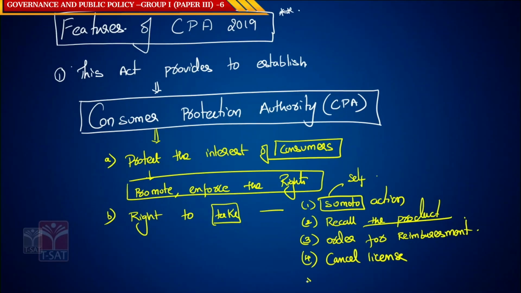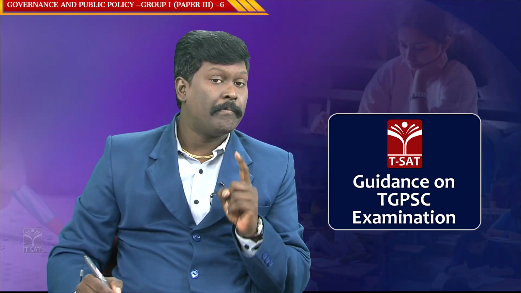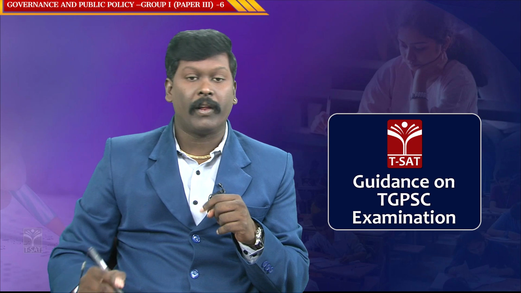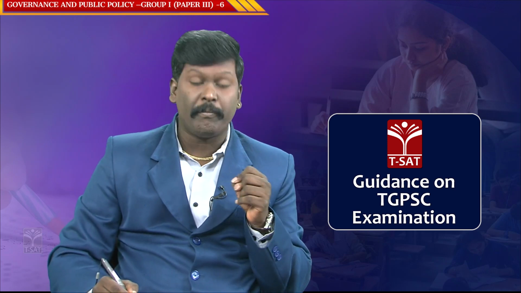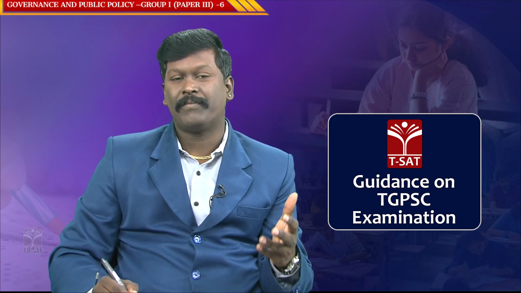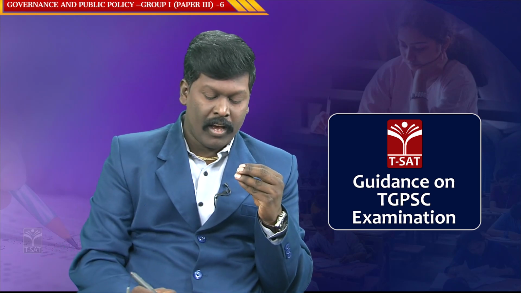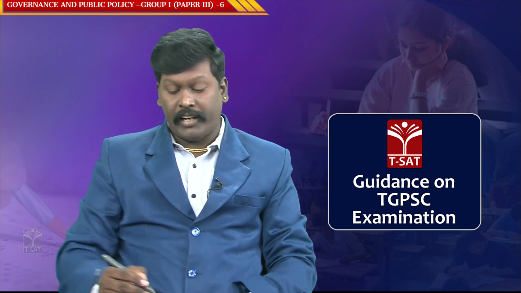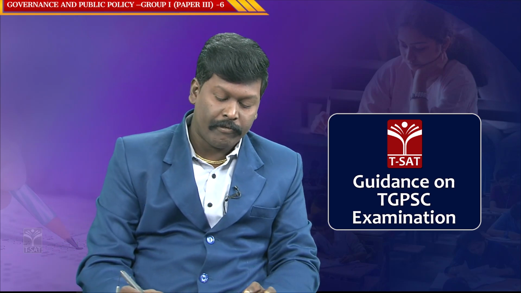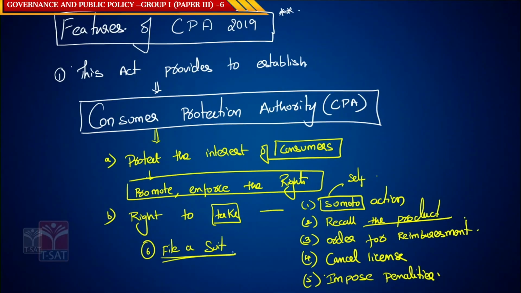Not only that, what else can the Consumer Protection Authority do? It can impose penalties. Very important: if any manufacturer is repeating the same mistake, it can also impose penalties. Finally, one of the most important rights of this Authority is that, on behalf of the consumers, it can file a suit in the court. On behalf of the consumer, it can file a case.